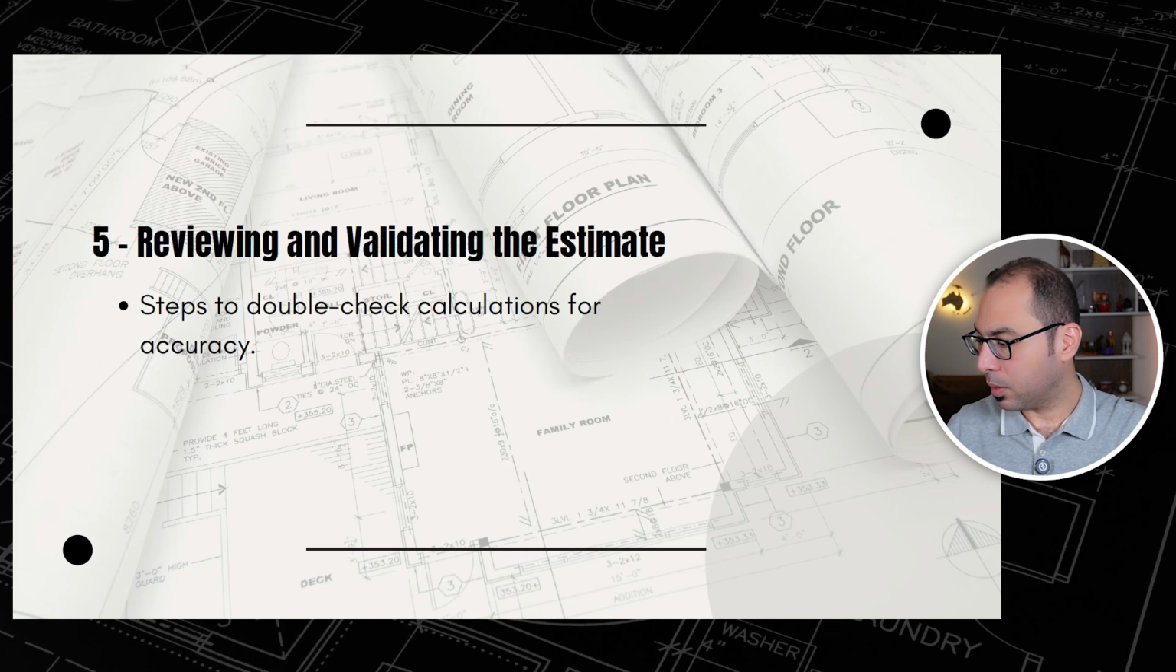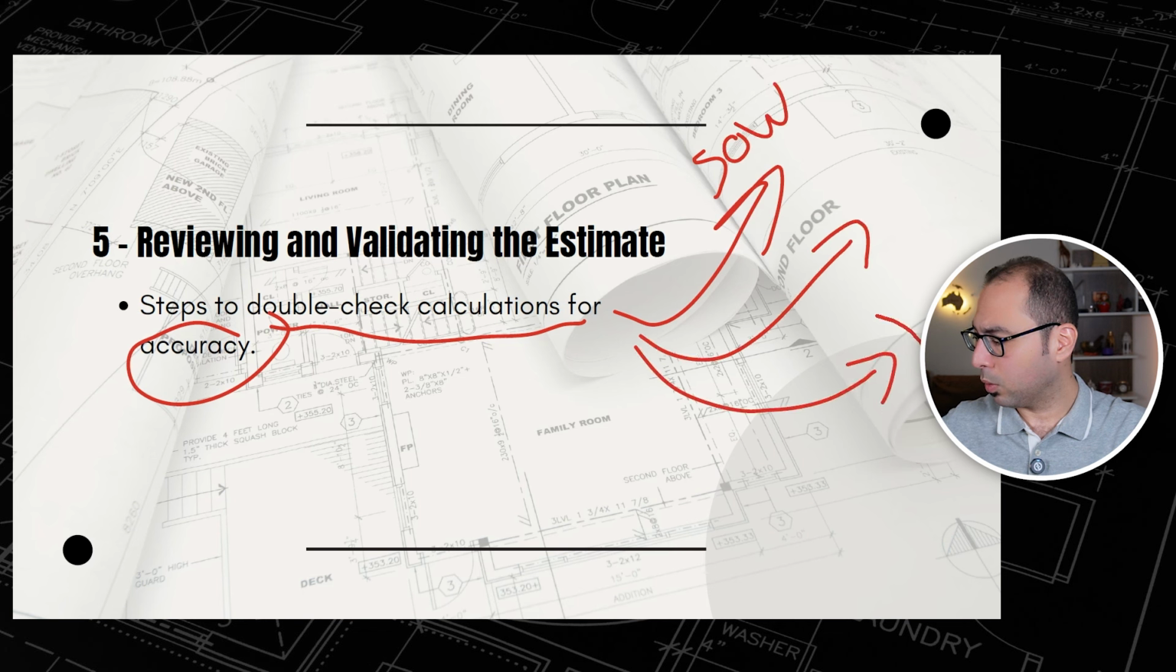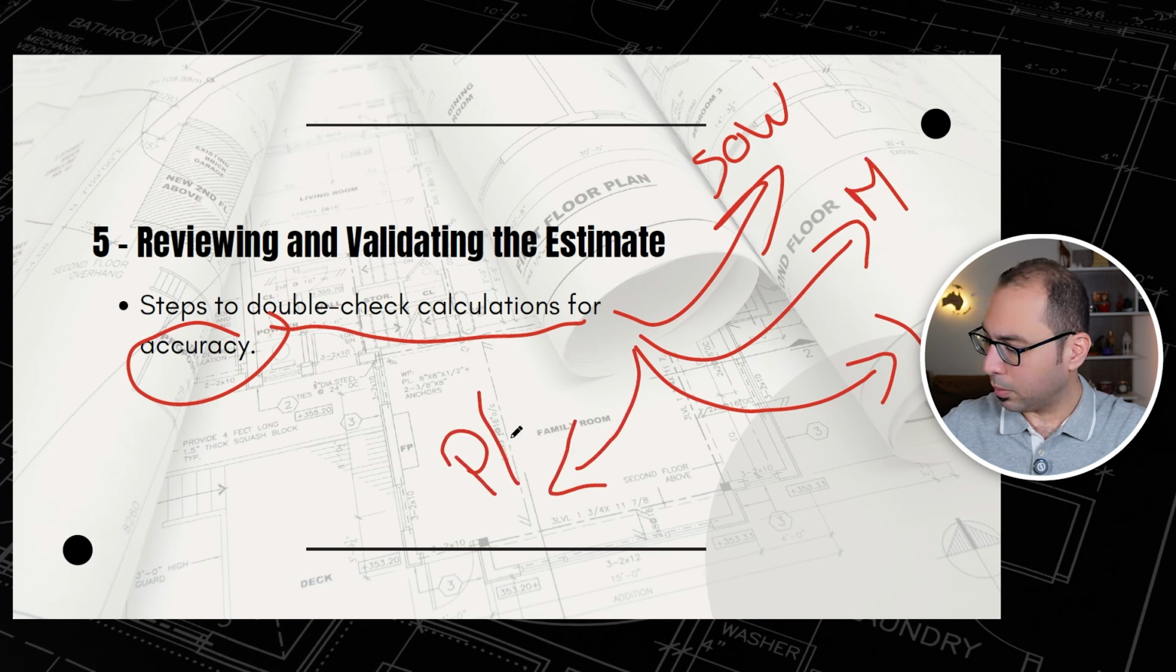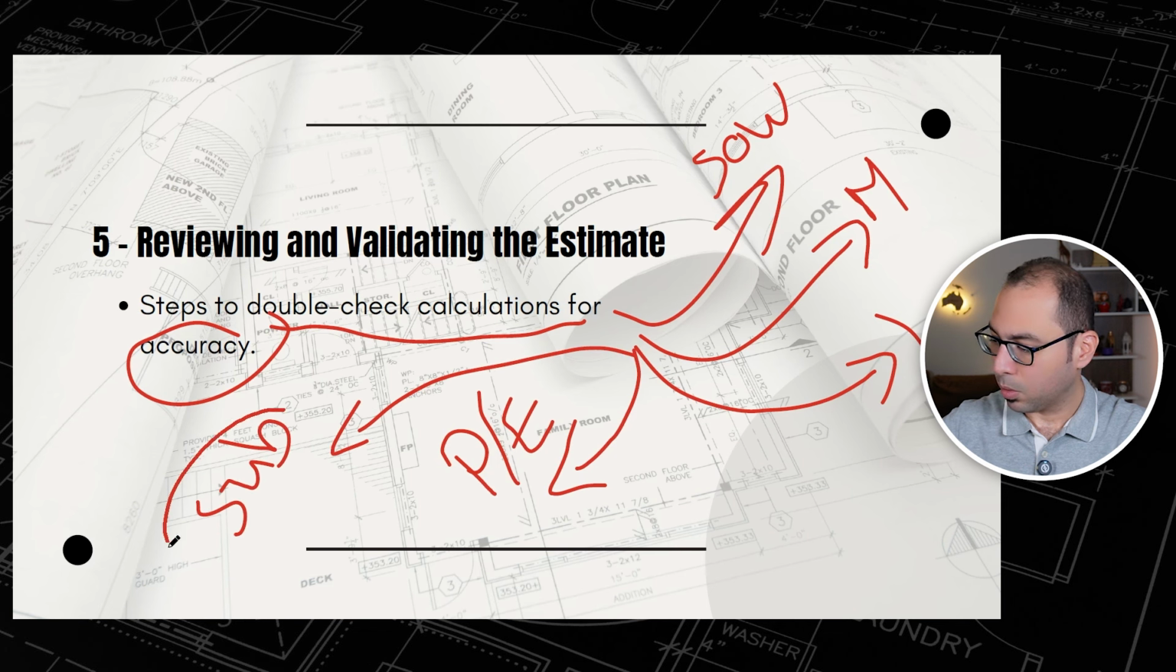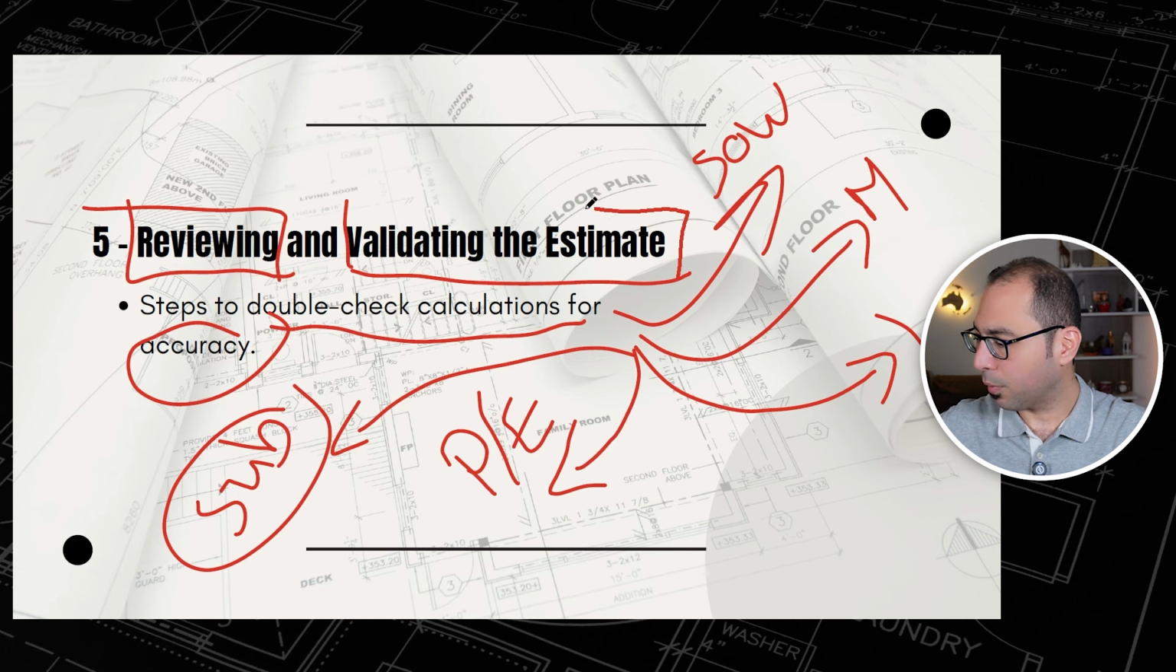And the fifth point is reviewing and validating the estimate. Here we need to double check the calculations and the accuracy that we are using. We can confirm the scope one more time, and we can check the material prices, the prices that we have allowed for labor, what equipment or plant we will need, and subcontractor rates. Check them one more time. So basically you are doing a review and validation of the estimate after you finish.